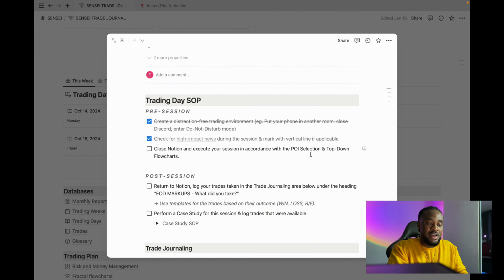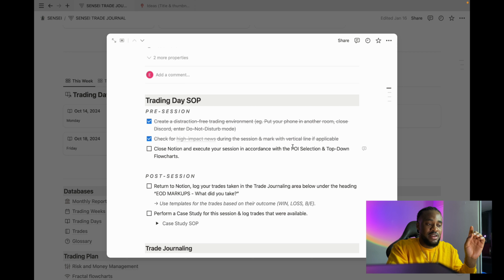Now for this, I have top-down flowcharts for my trading strategy, a list of things that I want to see from the higher time frame down to the lower time frame, as well as a POI selection, which is point of interest, or some people call it area of interest. This is my supply, my demand zones, those type of things. I have specific things that I wait for, that I look for before I even mark up that zone as my demand. I don't just mark up the demand. I'm going to show you maybe in this video, maybe in the next video, how I mark up my POI.